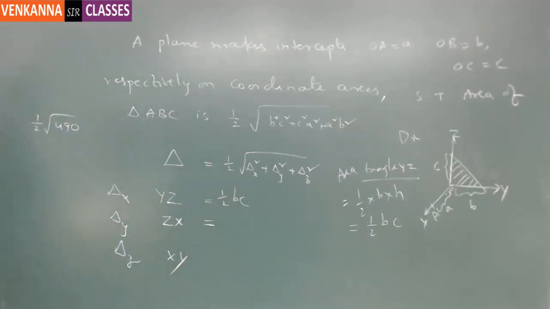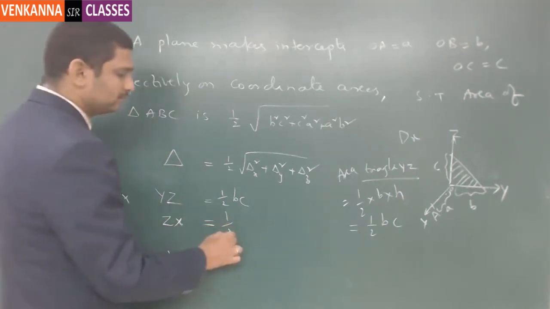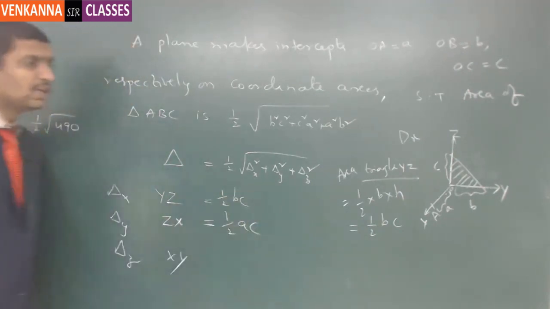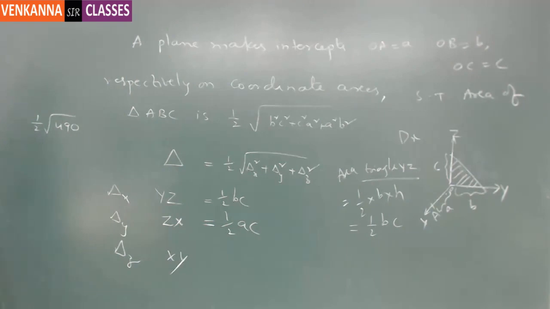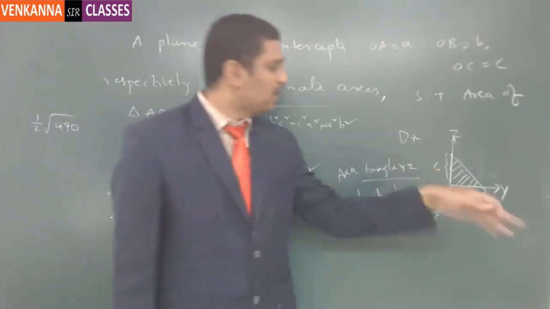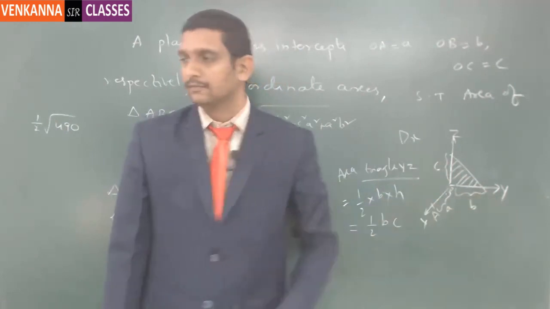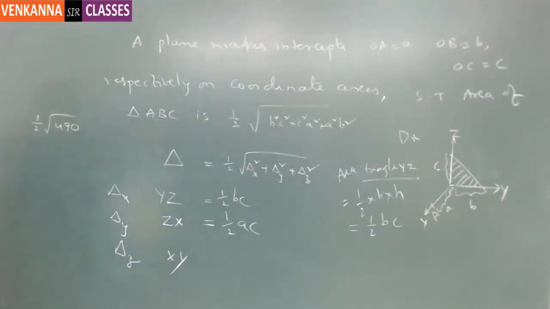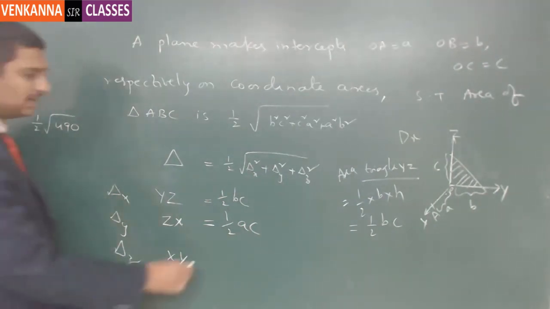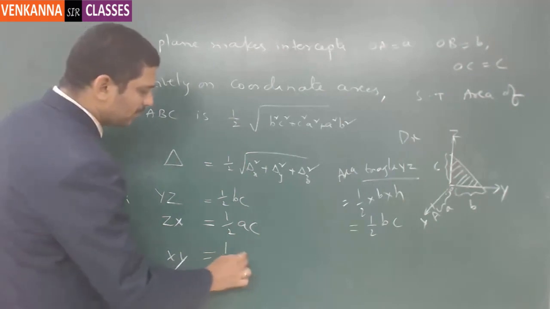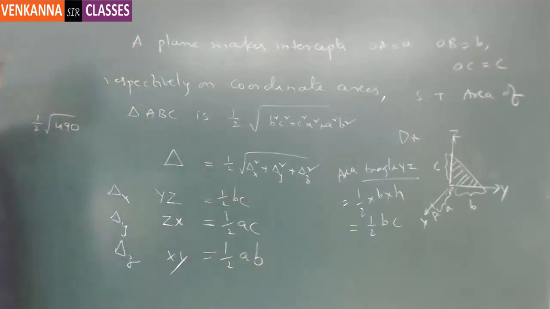Similarly, for the ZX plane, its area is nothing but half into AC. Can you visualize the part? The X-axis is coming outside here, it is like this, coming outside. So A is the base, C is the height. And for the XY plane, its value is nothing but half AB, if you observe from the diagram.